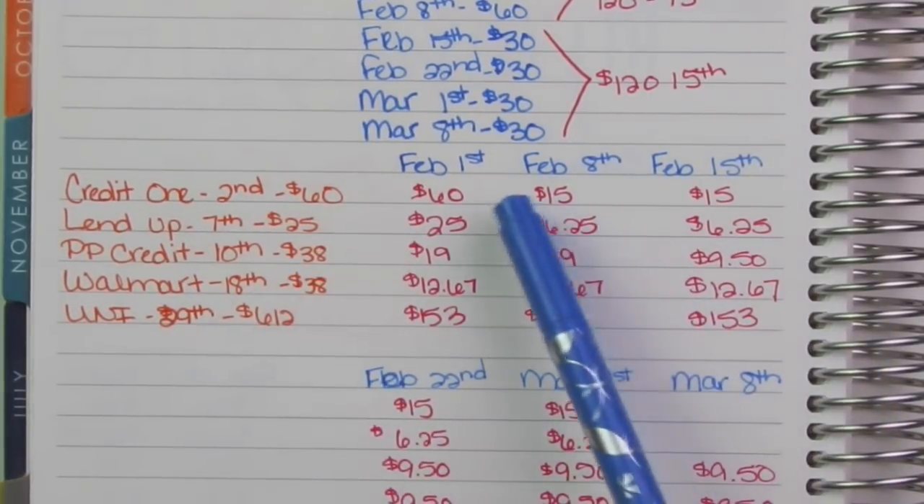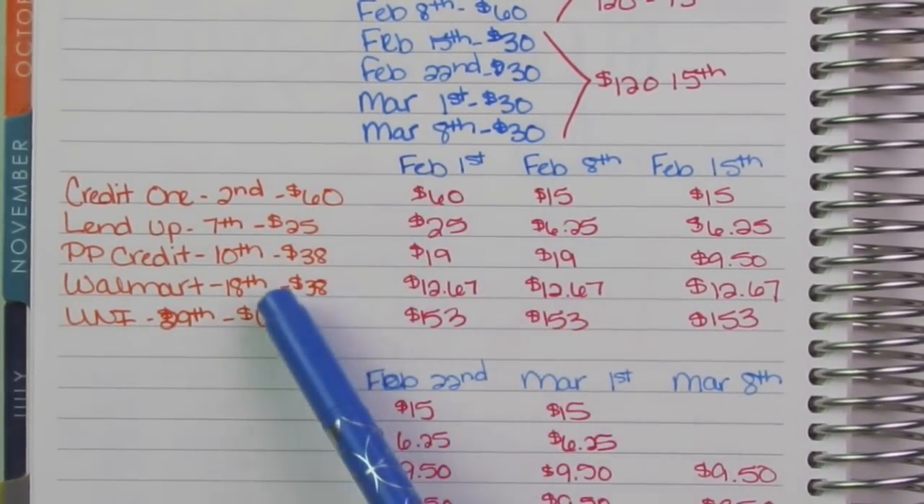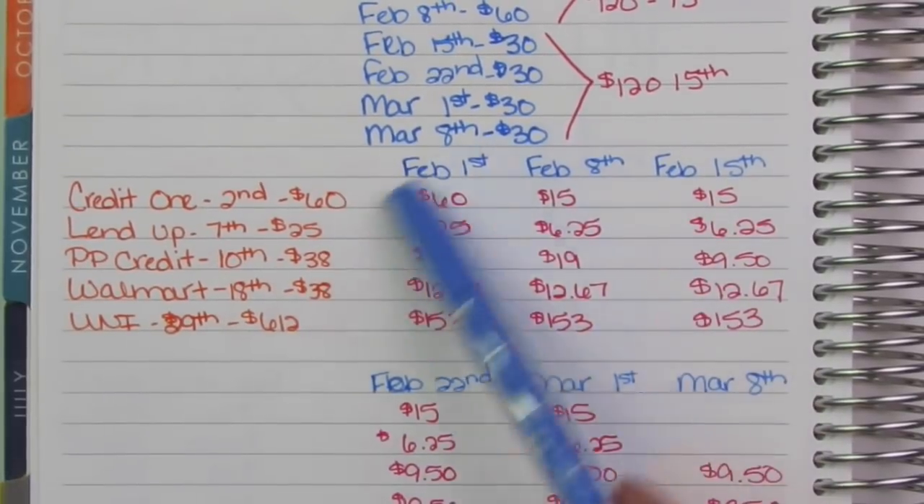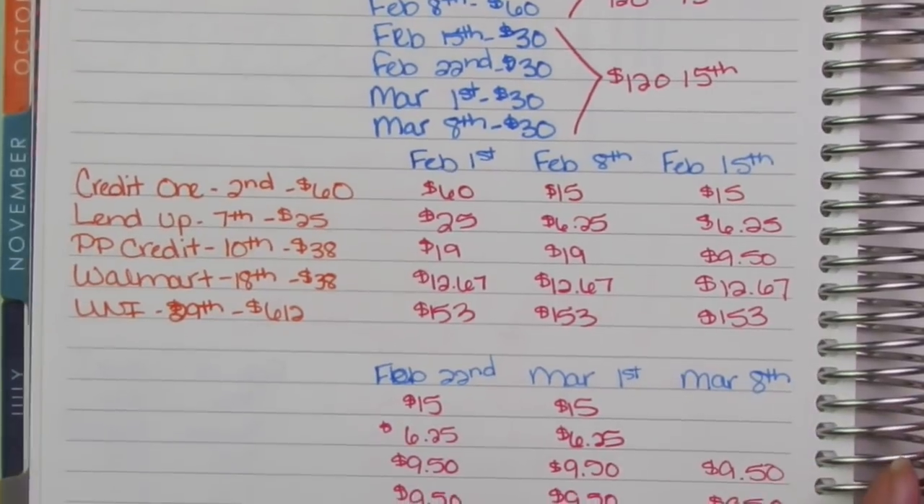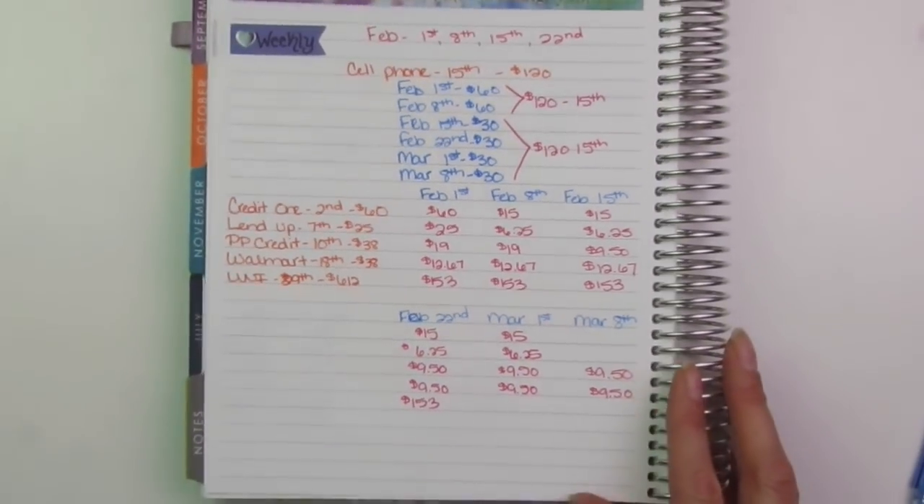This one's due the 2nd, so you have to pay it all here. This one's due the 10th, so you can split it up between the 2. And same with bi-weekly, it's the same way, you just have to write it out. That is the first step in it.